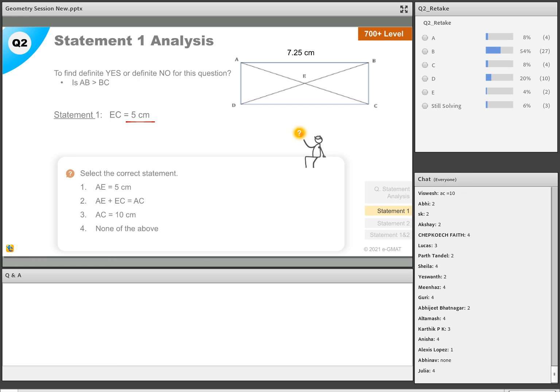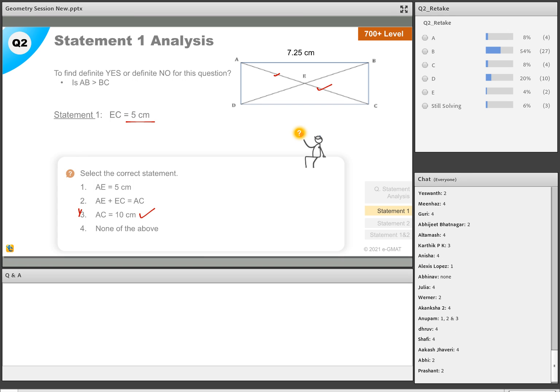Okay. Now, for people who are telling me that AC is equal to 10, you are assuming that the diagonals are bisected, right? Which is not true. It's not given in the question that it's a rectangle or it's a square or it's a rhombus. Since I don't know the actual property of the quadrilateral, I will not be able to say whether the length of AC is actually 10 centimeter or not. So choice C is definitely not correct, right?